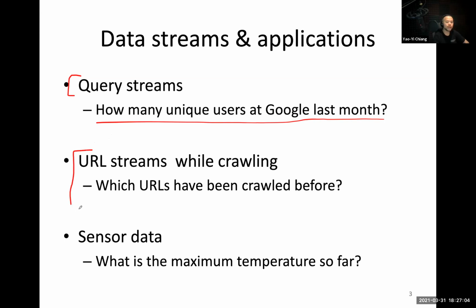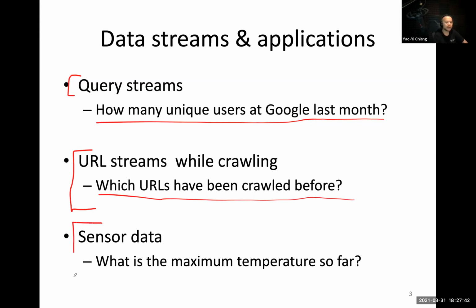Or URL streams while you're crawling. So for example, when you send out the crawler to read web pages, parse the page, and get the URLs in each page back, storing them in a database. It's streaming data, right? All these crawlers are sending data back in real time, and every data tuple represents some information of some HTML and some URLs. So a common question people might want to ask is which URLs have been crawled before? So how do you answer this very quickly?